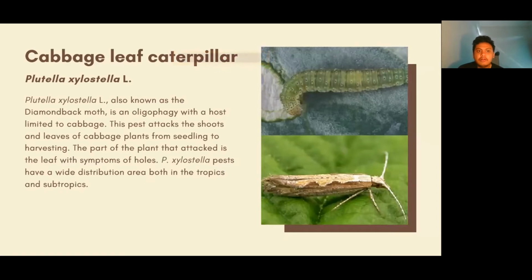The cabbage leaf caterpillar, or Plutella xylostella L., also known as the diamondback moth, is an oligophagous pest with a host limited to cabbage. This pest attacks the shoots and leaves of cabbage plants from seedling to harvesting. The part of the plant that is attacked is the leaf, with symptoms of holes. P. xylostella pests have a wide distribution area, both in the tropics and subtropics.